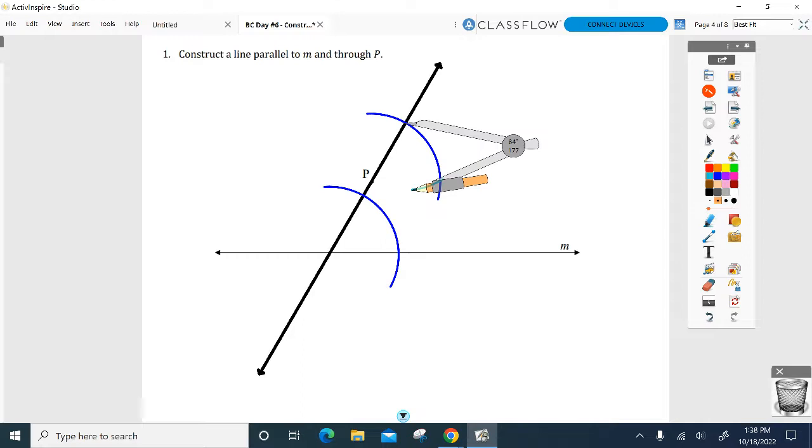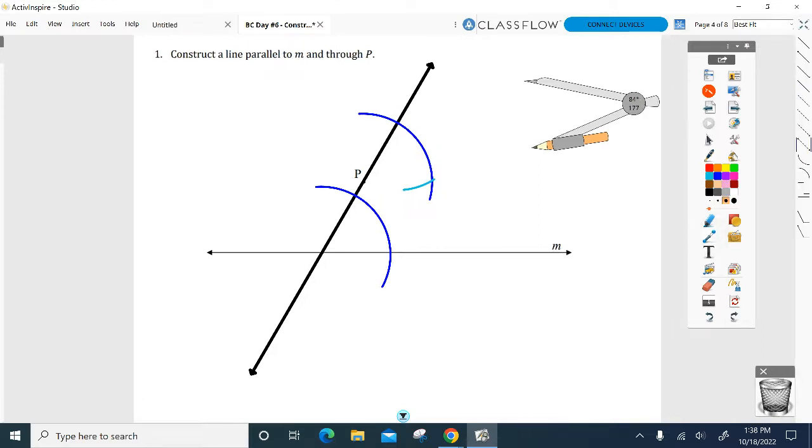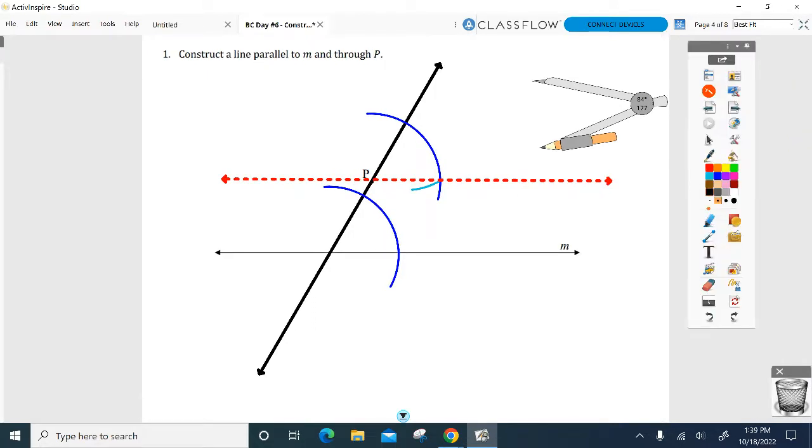If you've gotten to this point, you can now grab your straight edge. Please line them up correctly. A lot of people, that was the big issue last period. We couldn't line them up correctly. Line up point P and the point of intersection. Hope your line's parallel.